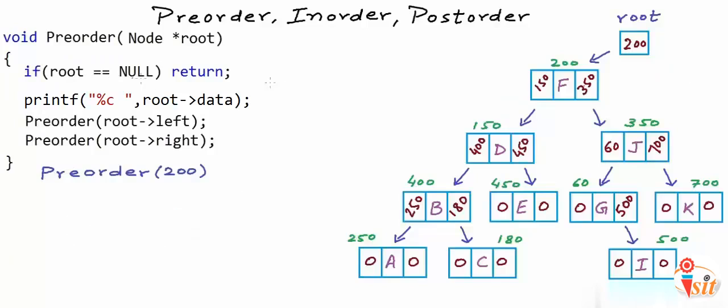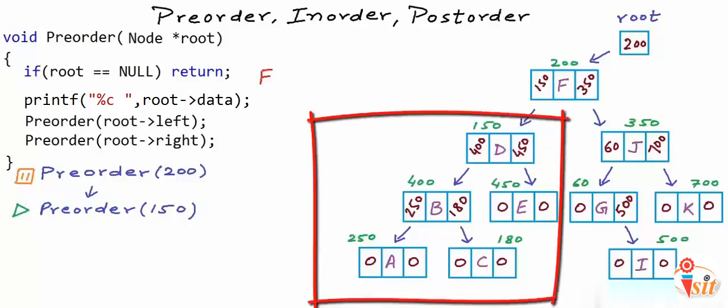We will go ahead and print the data in this node at address 200. I'll write output for all print statements here. And now this function will make a recursive call. Execution of this particular function call will pause. It will resume only after this recursive call preorder 150 finishes. This second call is to visit this left subtree. This call preorder 150 is to visit this left subtree.